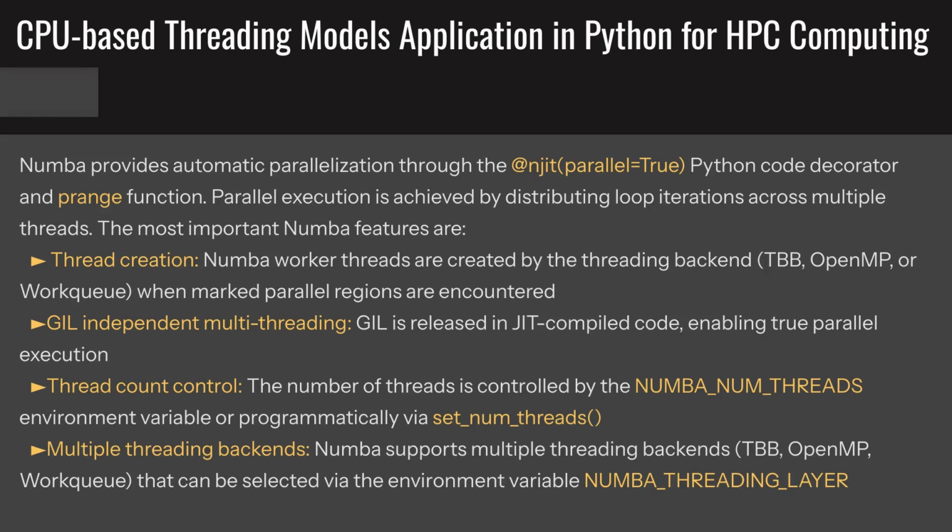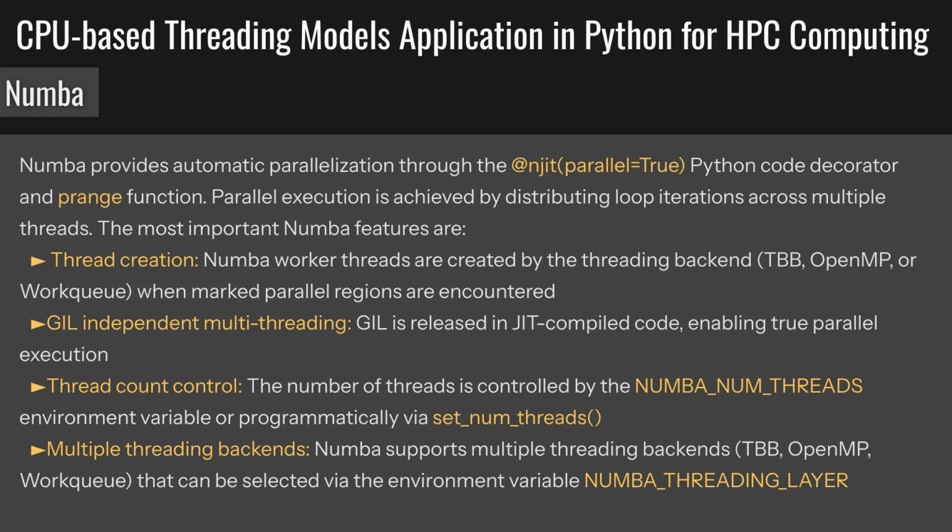Numba provides automatic parallelization through the njit Python code decorator and the prange function. It replaces the classic range function. Parallel execution is achieved by distributing loop iterations across multiple threads. The most important Numba features are thread creation: Numba worker threads are created by the threading backend, TBB, OpenMP, or WorkQueue, when marked parallel regions are encountered.